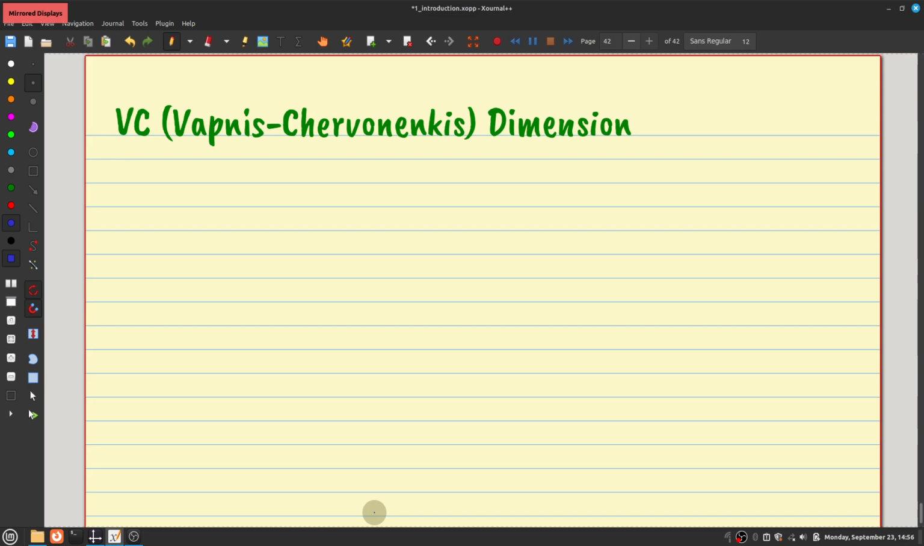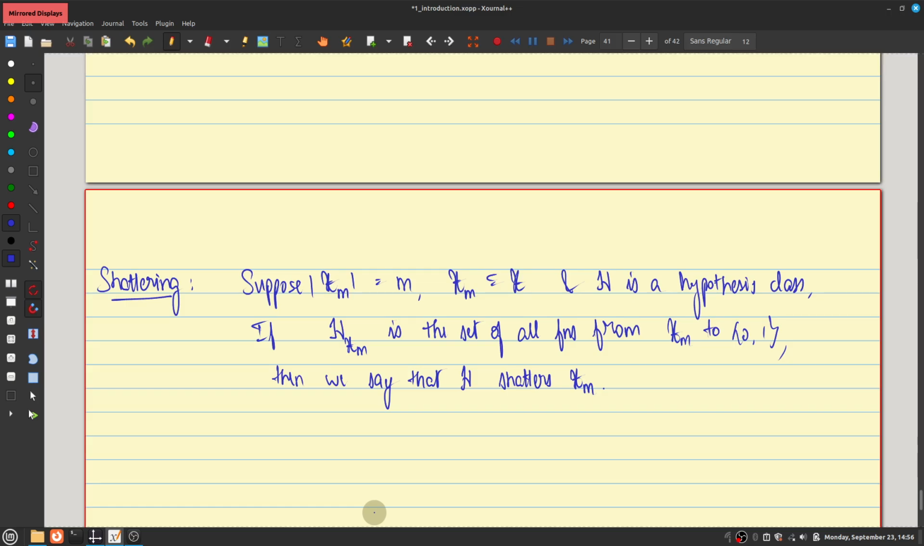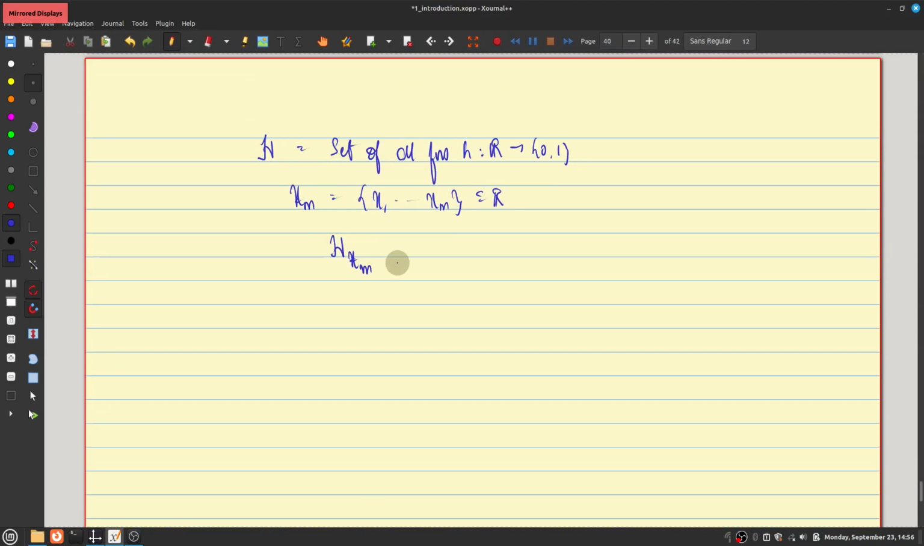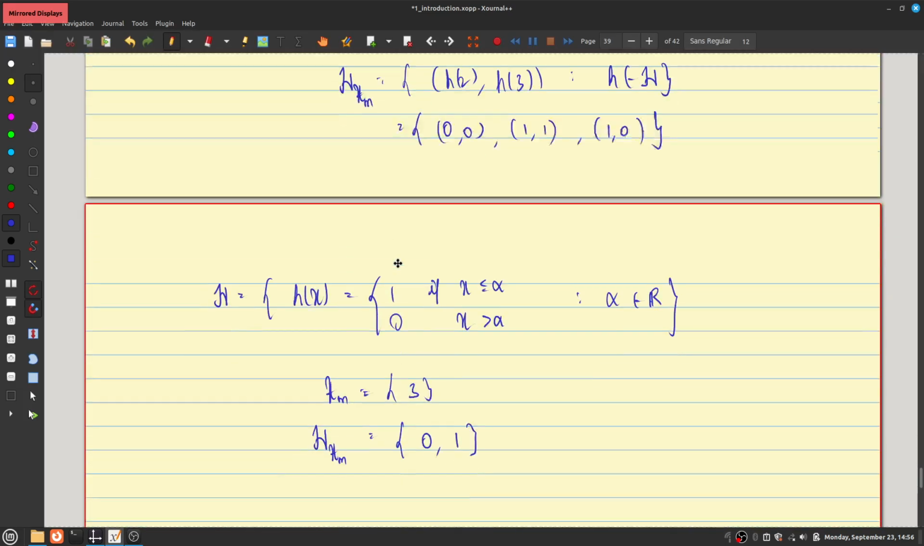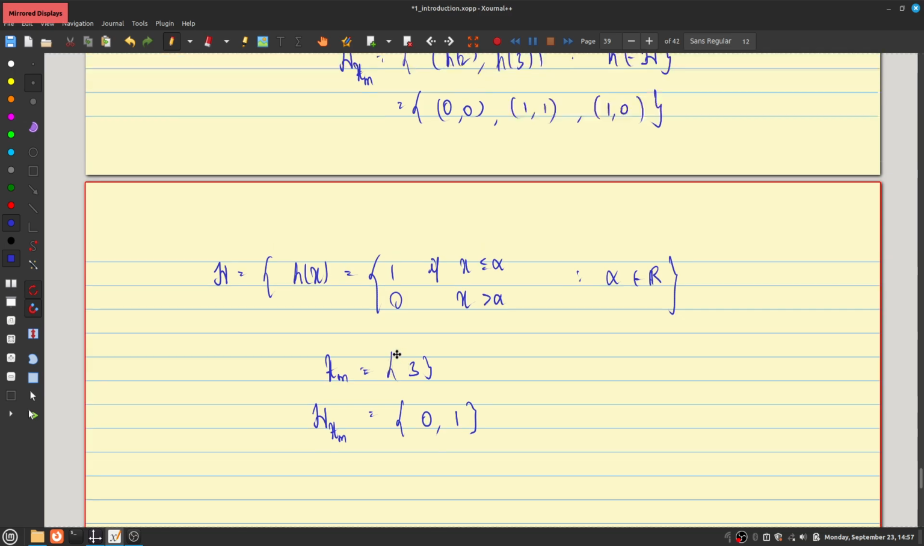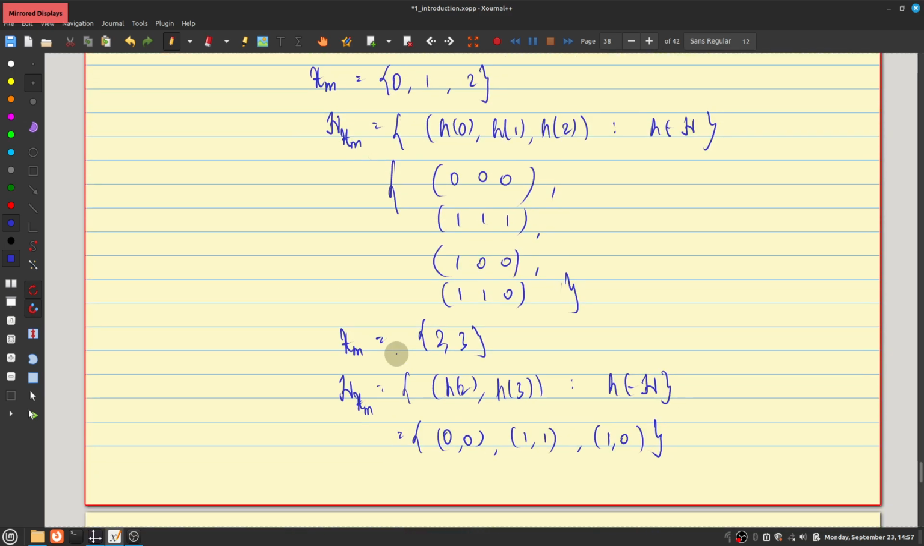So in the example that we just saw with different thresholds, for the particular example that we had, singletons are shattered, and this choice of 3 was arbitrary. I could have chosen any number, and H would shatter any singleton set. But H does not shatter more than singletons.